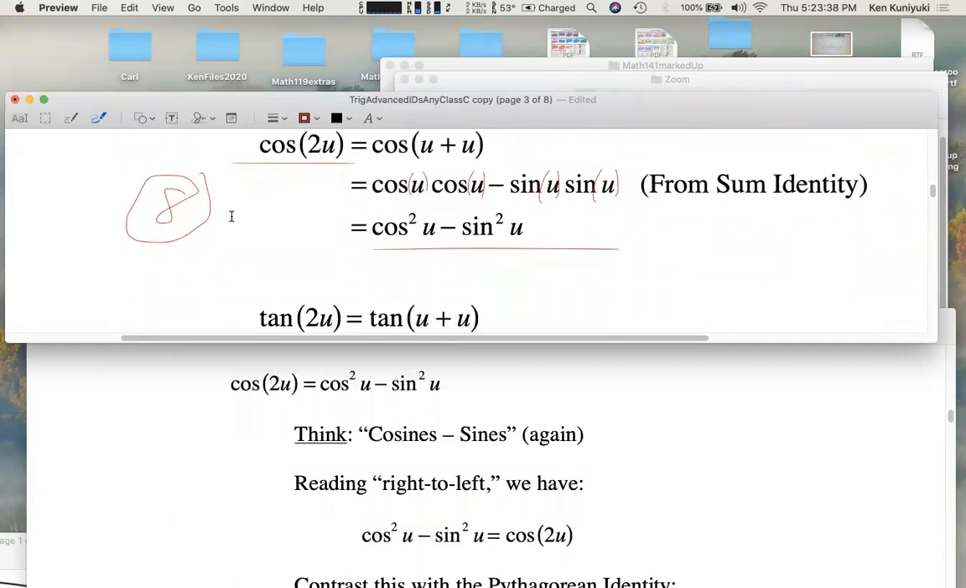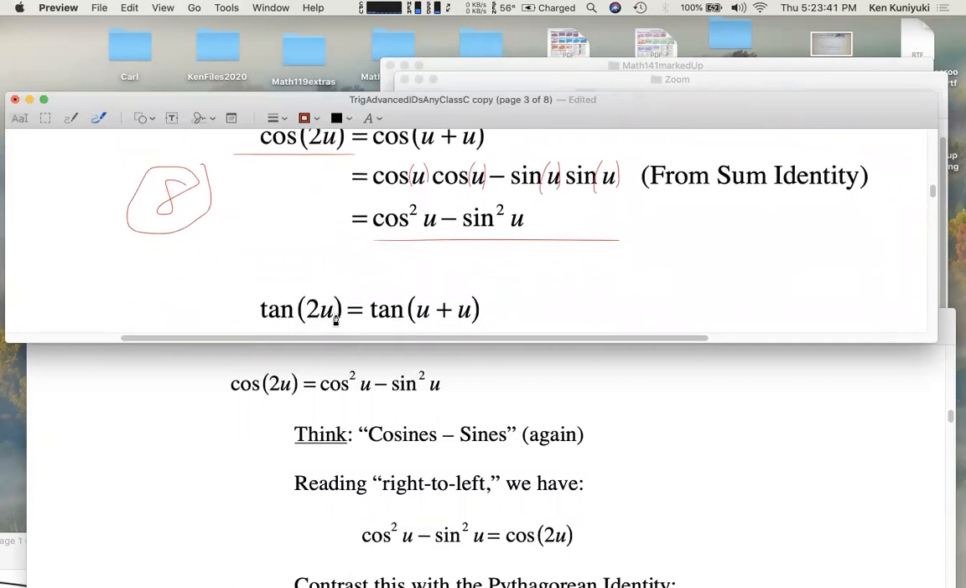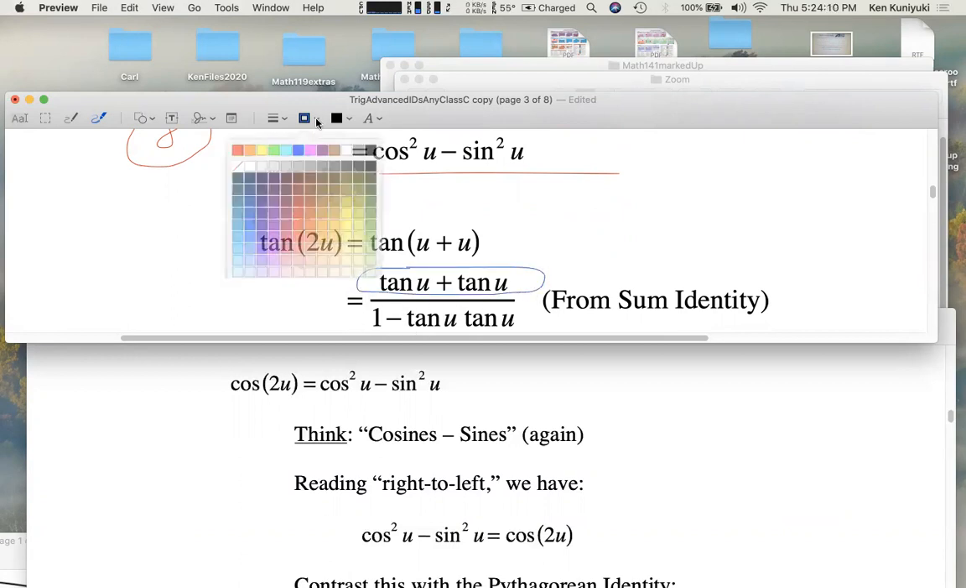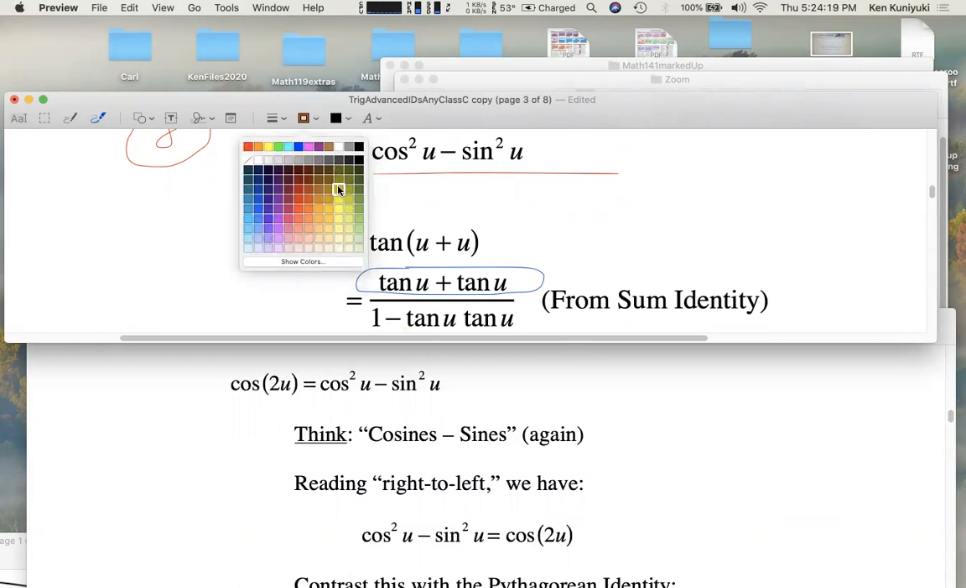Next up, tangent of 2u. I have a really hard time memorizing this from scratch. I really have to go through the sum identity for tangent. Tangent of 2u equals tangent of u plus u. I remember that the sum identity for tangent goes the sum over 1 minus the product. By sum, I mean tangent of u plus tangent of u. Put that in blue. Over 1 minus the product. By product, I mean tangent of u times tangent of u. I'll put this in green.